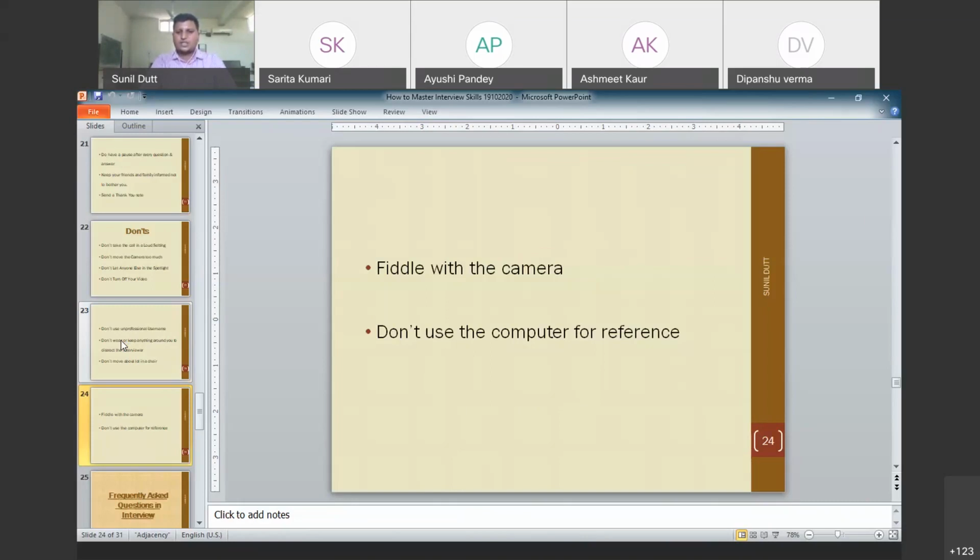Don't use the computer for reference. One important thing, suppose you are having a video call and you are told to write something, or you need to note something. Don't start noting it down on your screen or on another tab. Write it somewhere on a page or paper which is around you, not on the screen, because this will literally create a bad impact on the interviewer.